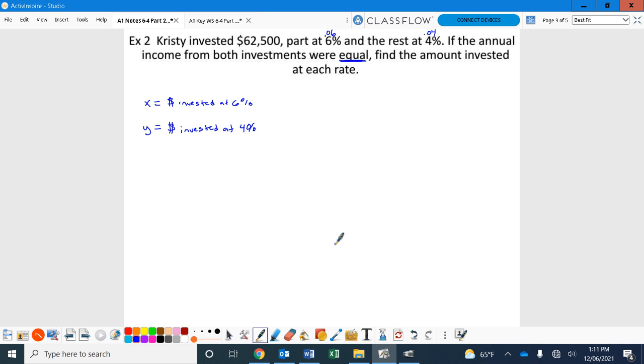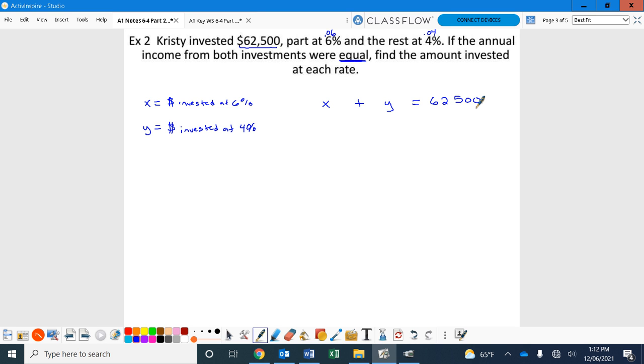Just like Friday, the first equation is going to be about getting to that total. So that total equation is going to be what plus what? X plus y. It's the same every time, guys. X plus y is equal to 62,500.